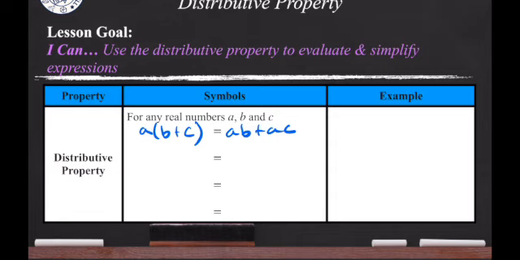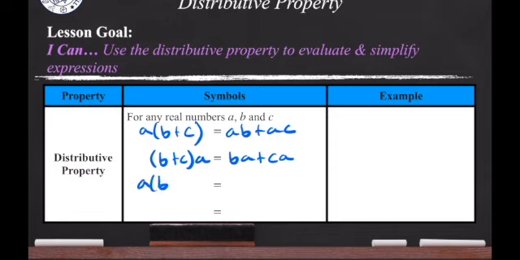Because it's multiplying on the outside, it's going to be multiplied on the inside. Another way we could write this is b plus c with the a on the back side. This one would be b times a plus c times a. And also remember the properties of multiplication. That could be a times b plus a times c. Order does not matter with multiplication.